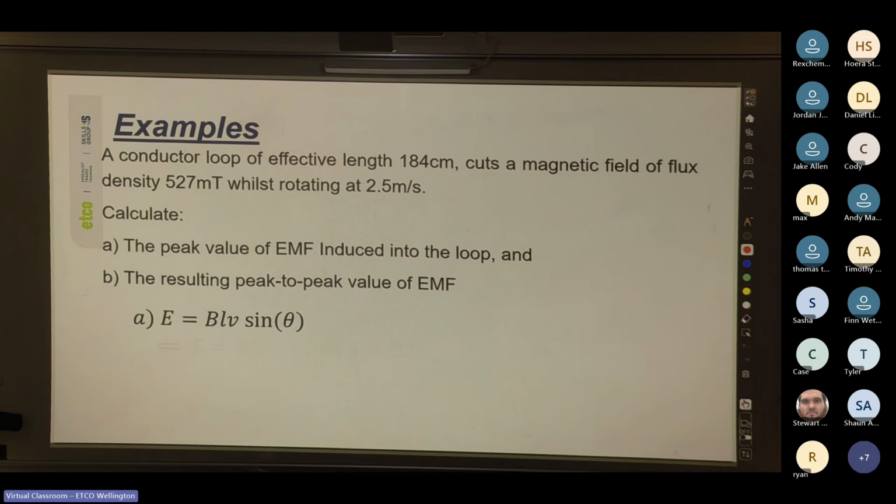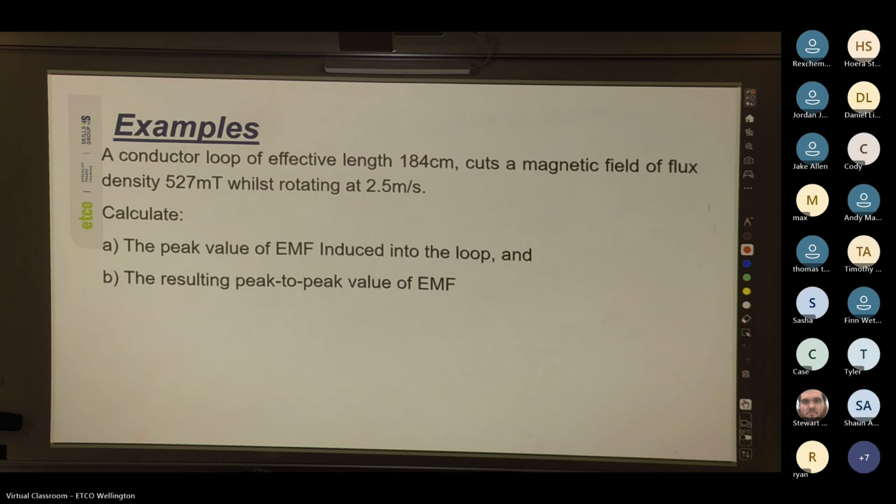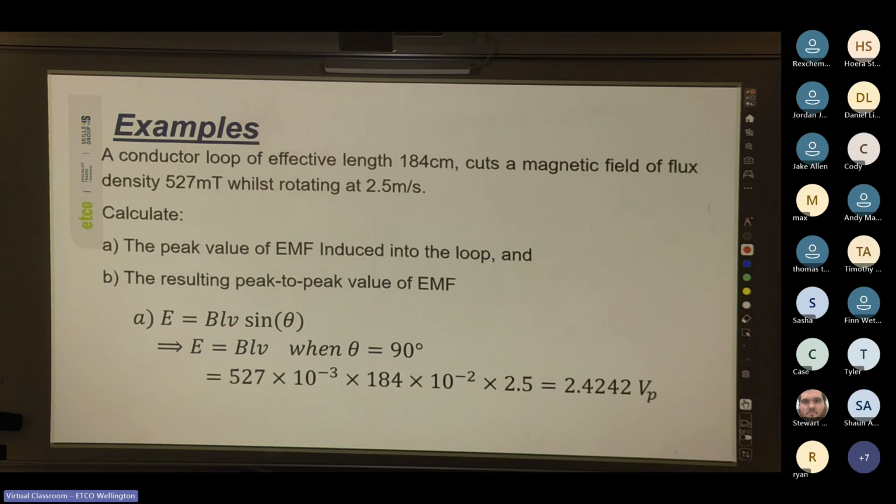We go back a few pages. Yeah, we would look at it as a negative E. Yeah, you can't get a negative angle.